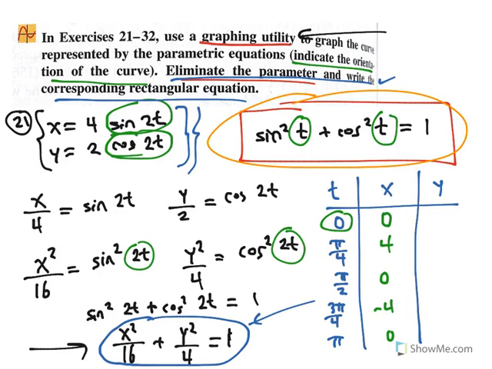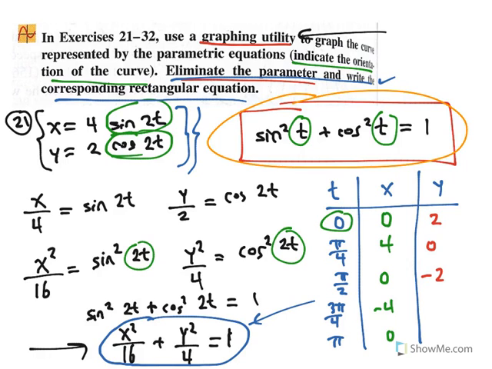Now for y, you're using the parametric equation y is equal to 2 times cosine of 2t. So if t is equal to 0, then you have 2 times 0, which is 0. Cosine of 0 is 1, and 2 times 1 is 2. If t is pi over 4, 2 times pi over 4 is pi over 2. Cosine of pi over 2 is 0. 2 times 0 is 0. And then if t is pi over 2, 2 times pi over 2 is pi. Cosine of pi is negative 1. 2 times negative 1 is negative 2.